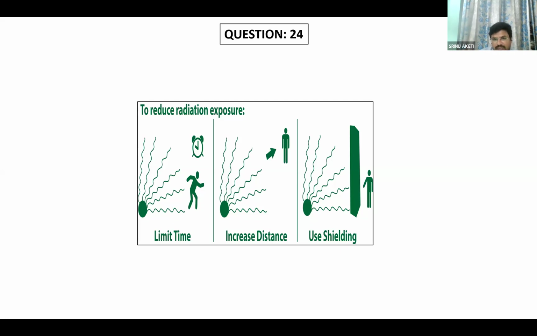You cannot avoid, sorry. So by spending less time, by maintaining proper distance, by using proper shielding, this way you try to minimize the radiation dose, so that you can minimize the stochastic effect. By keeping your doses well within the tolerance, you can completely avoid the deterministic effect. So that is the aim of radiation protection.